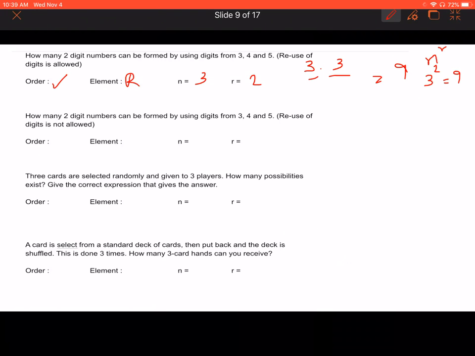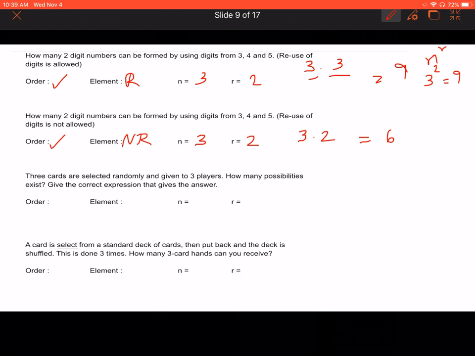Okay. So next sum: how many two-digit numbers can be formed by using digits from 3, 4 and 5? Reuse of digits is not allowed. So order matters here, but the digits are non-repetitive. Okay. So here also the number of choices is 3 and we are going to pick 2 digits. But since the reuse is not allowed, for the first time the choice is 3 and for the next time the choice is going to become 2. Okay, so it is equal to 6.